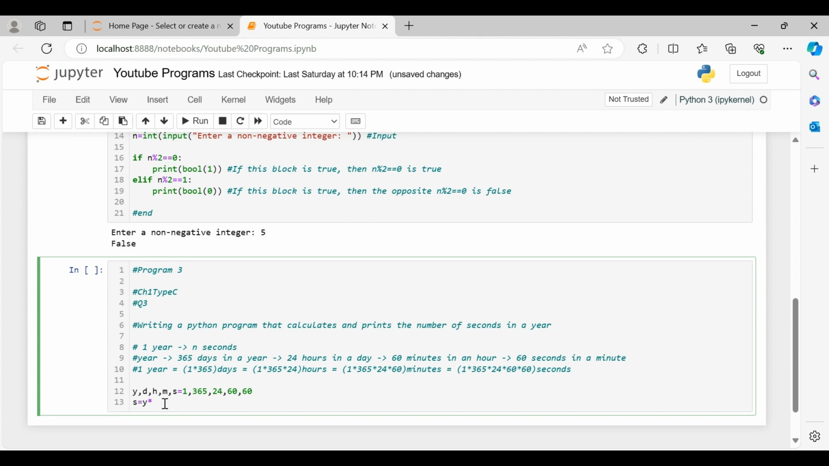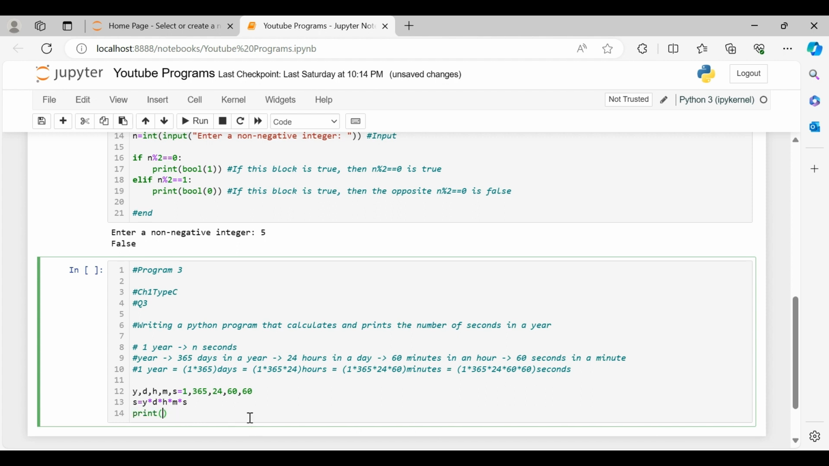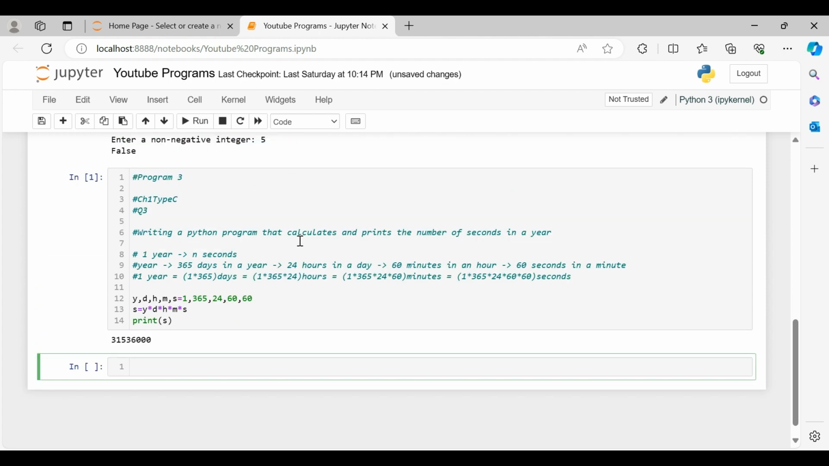Times the number of days in 1 year, times the number of hours in 1 day, times the number of minutes in 1 hour, times the number of seconds in 1 minute. I said the number of years in 1 year is 1, that's why I just put 1. Then I will just print this. And that is our answer.